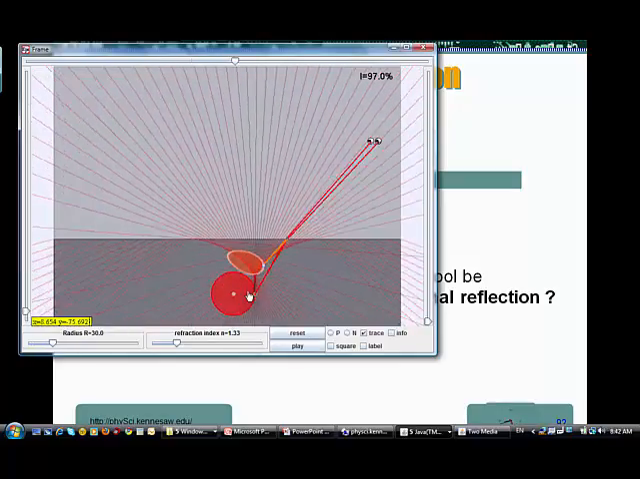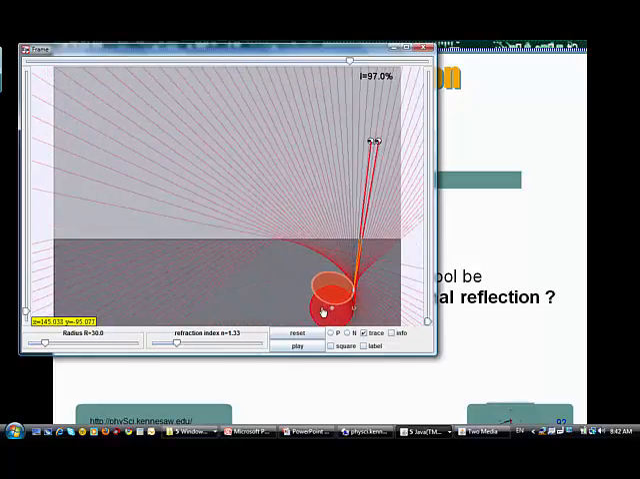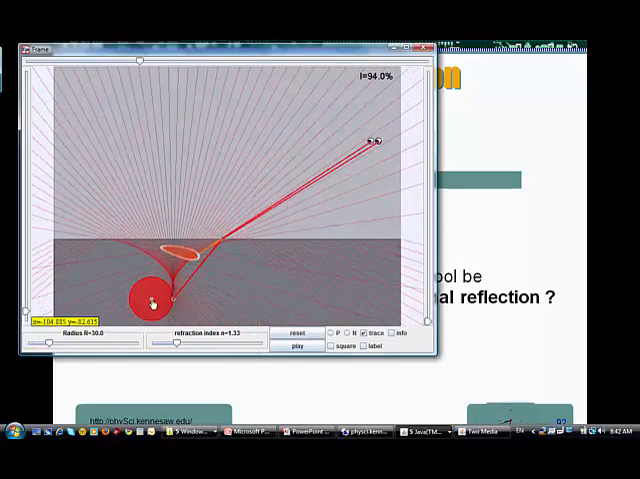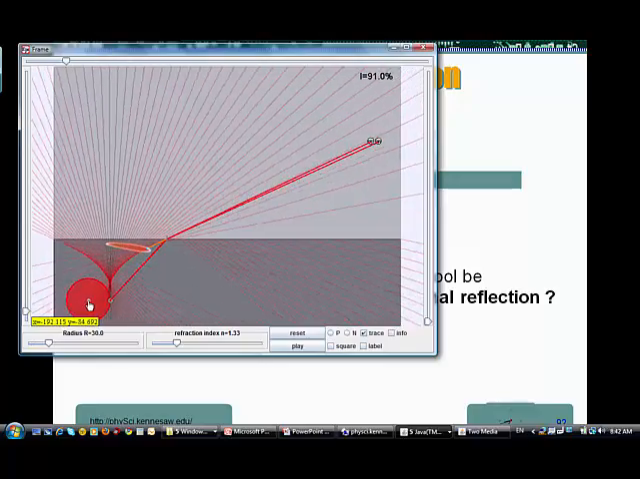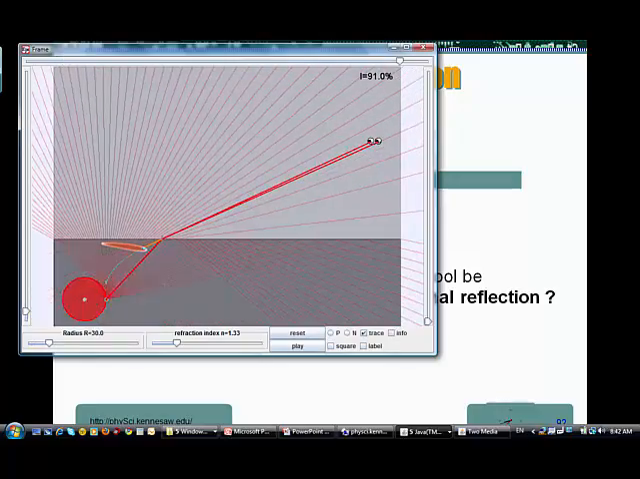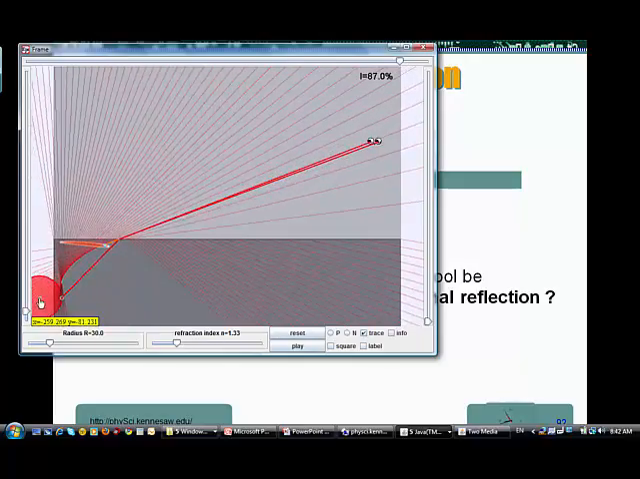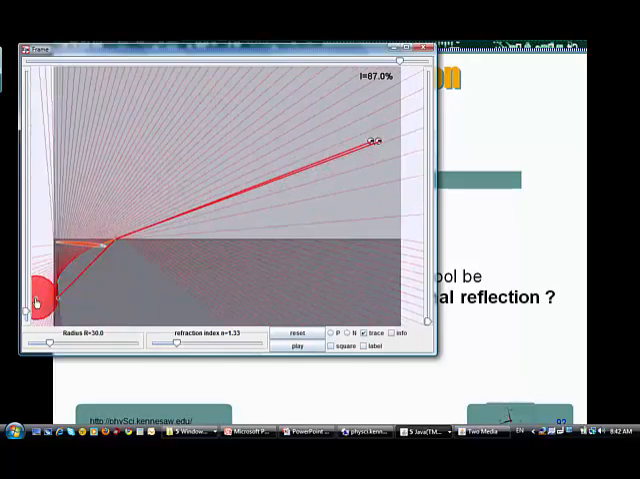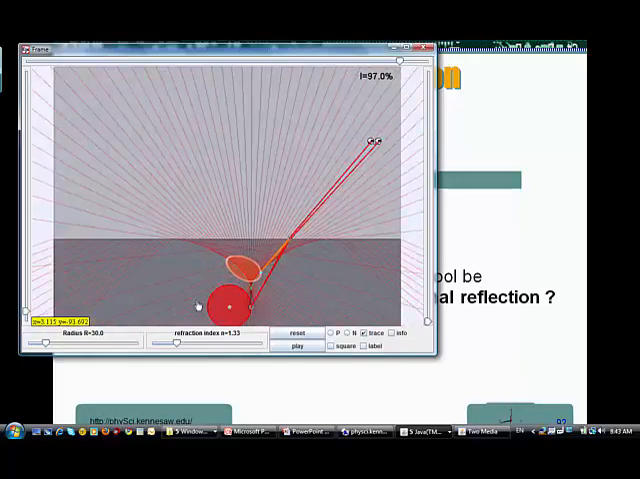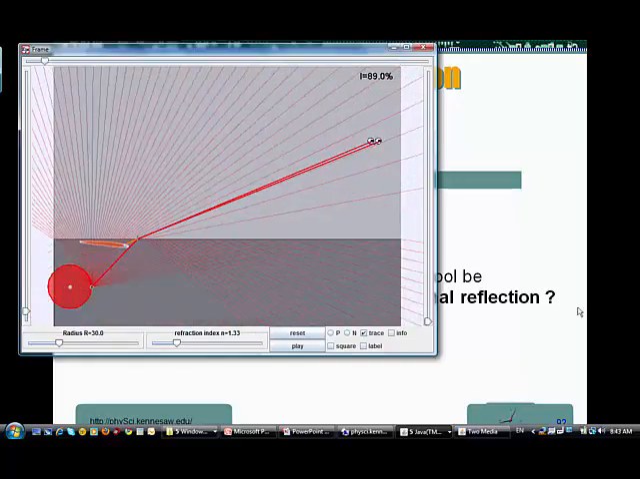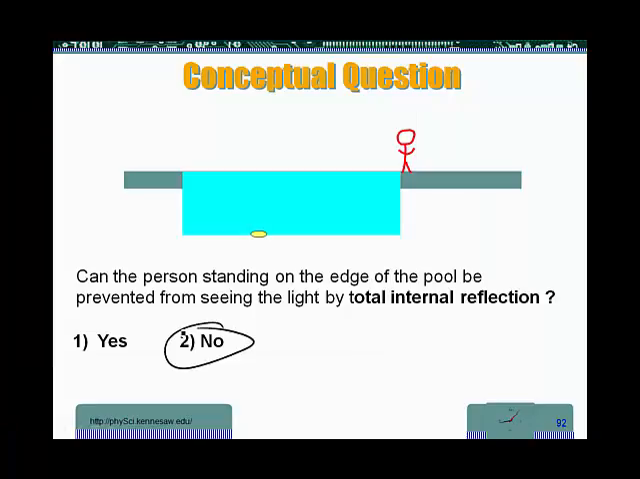our object. And you notice, no matter how I place my object, even when I increase the angles, look at that. There is a lot of light from that point that's totally internally reflected. But because light is being reflected in all directions, there are still going to be beams that make it to the viewer, no matter where I go. Okay? So the answer is no.